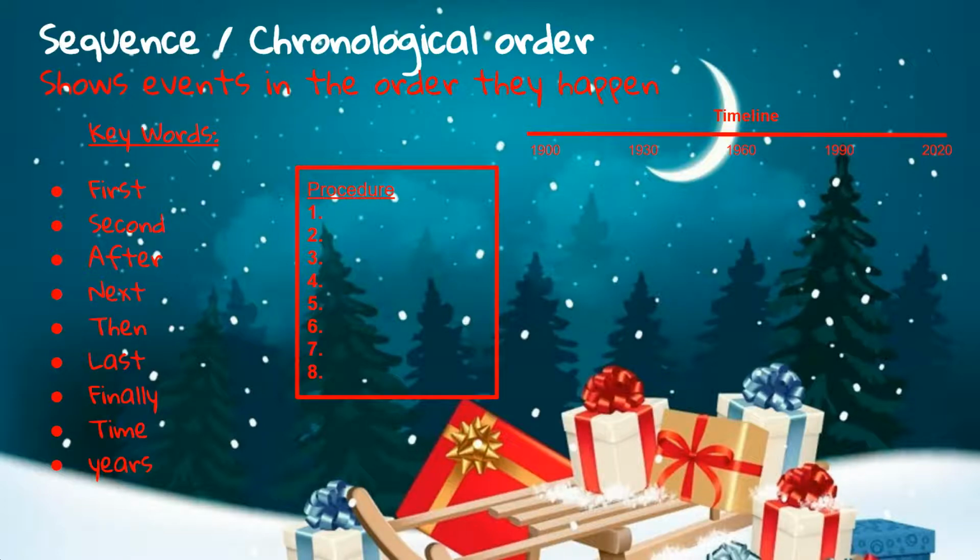that's also sequence. So your keywords are going to be your numeral words: first, second, third, fourth, fifth, etc. You will also have after, next, then, last, and finally. Or if you see very many times or years. Now, if you see just one time or one year, that does not necessarily indicate that it is sequence in chronological order. But if you see multiple years and you notice that they are going in order from earliest to latest, then this is probably a piece that is told in chronological order.